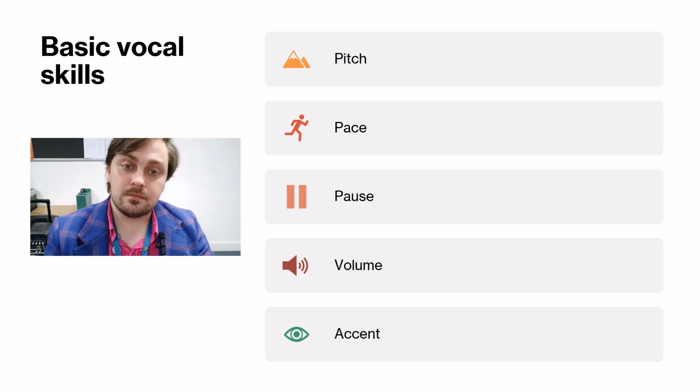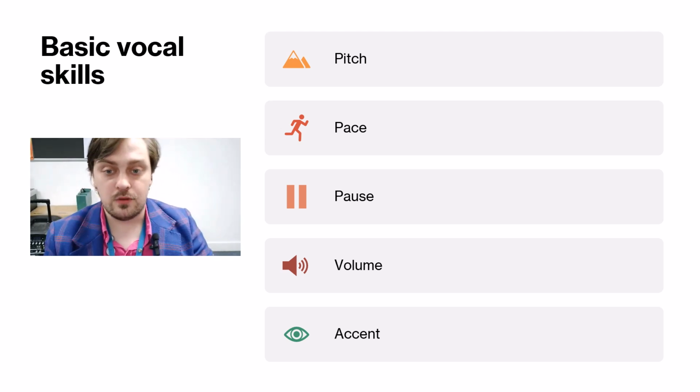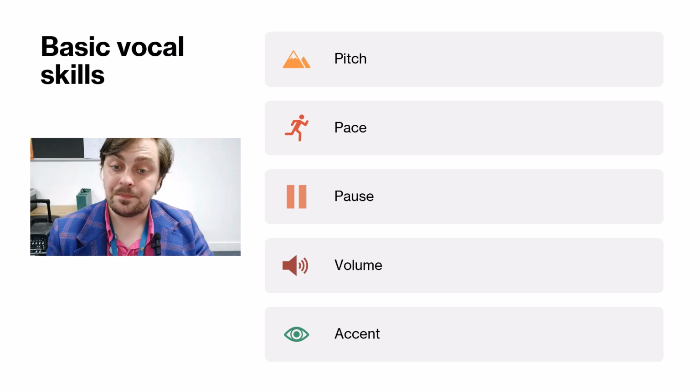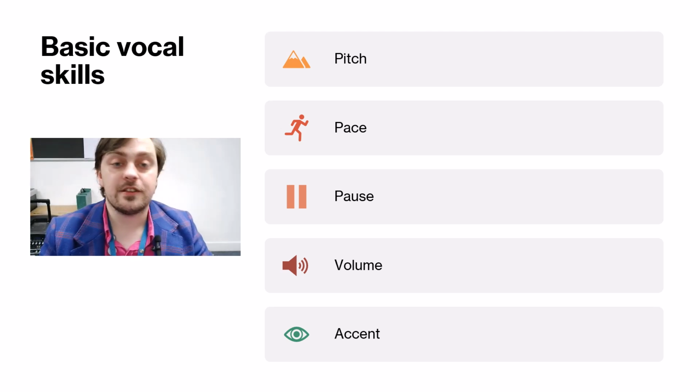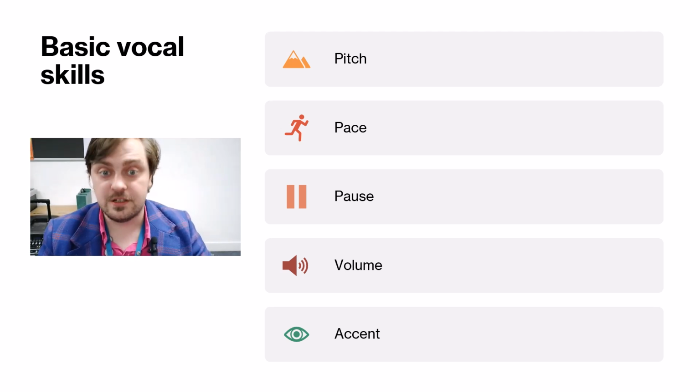Again, accent can show class. So lots of people who are quite posh and upper class may talk in an accent a little bit like this. And that can show us how well off that person may be. Some of these words you will also come across in music lessons, especially pitch and volume, and they will mean the same thing. In music, though, pace is sometimes called tempo, but it does mean the same thing as pace.